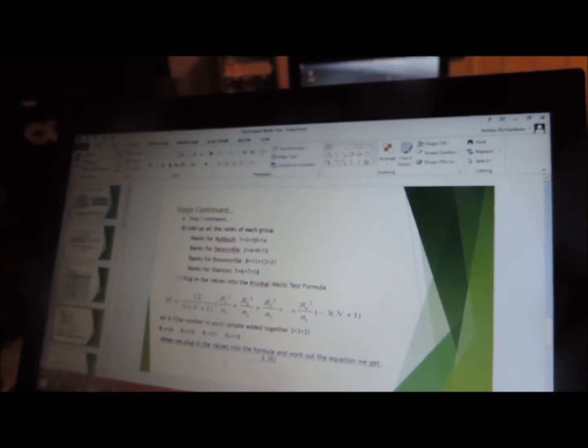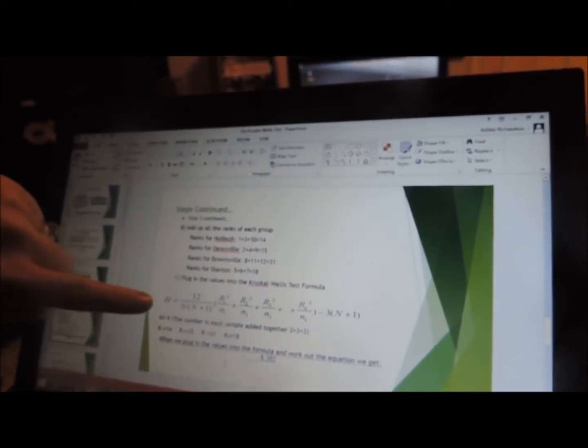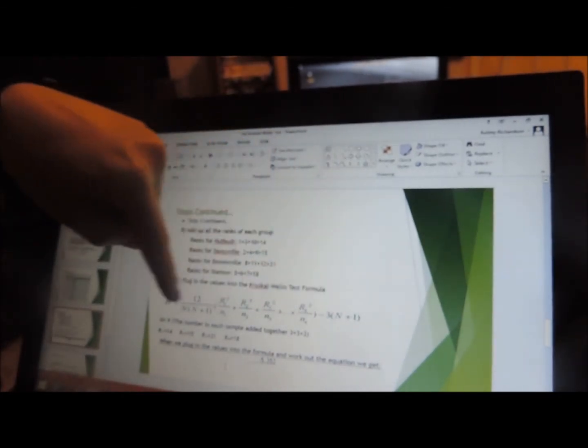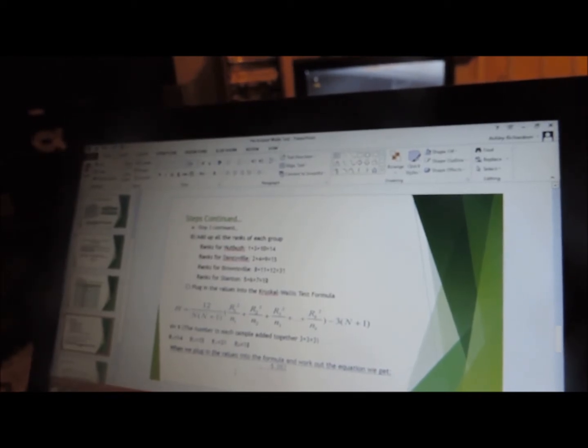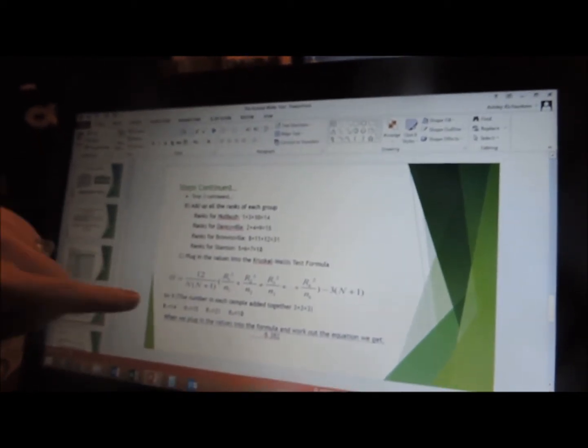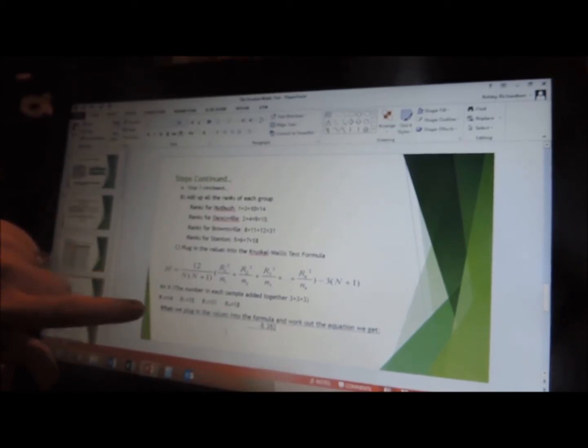Now it is time to plug in the values into the Kruskal-Wallis test formula. Here is the formula right here. In the formula, N equals 9, the number in each sample added together. Since we have 3 samples, 3 plus 3 plus 3 is 9. That's where we get our N.